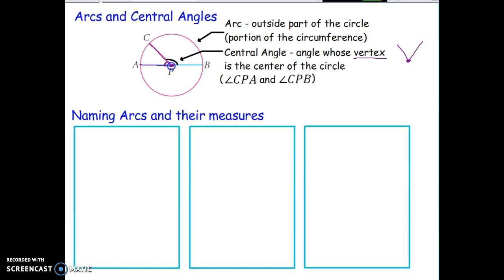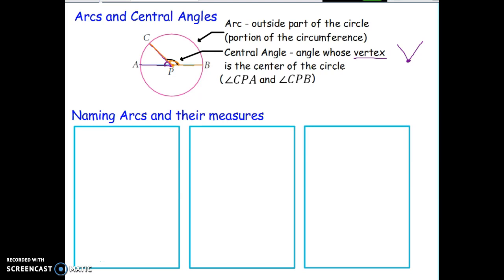So the vertex is at P. Since the vertex is at the center of the circle, then that means that this is a central angle. And the same goes for angle CPB. So angle CPB is this angle right here. And again, its vertex is also the center of the circle, so that is also a central angle.